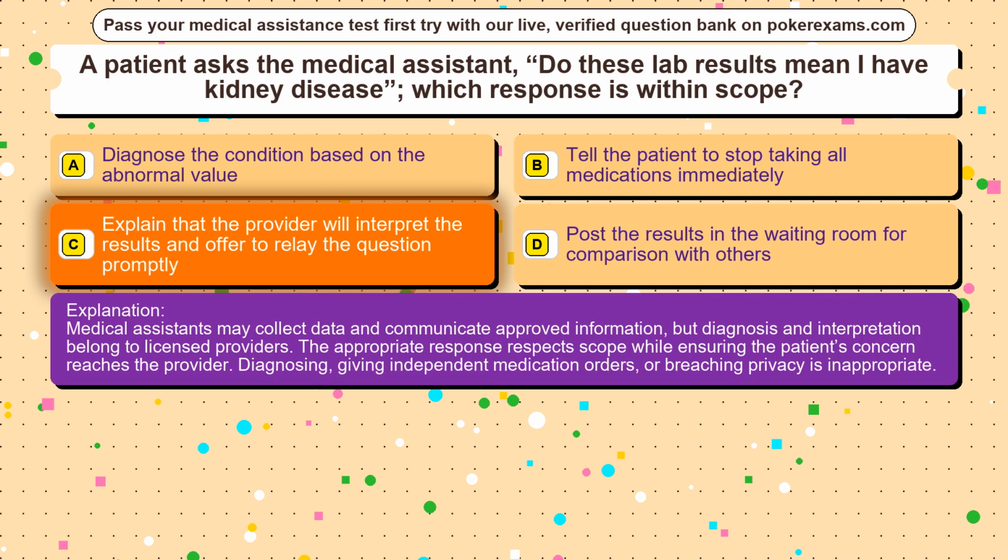Medical assistants may collect data and communicate approved information, but diagnosis and interpretation belong to licensed providers. The appropriate response respects scope while ensuring the patient's concern reaches the provider. Diagnosing, giving independent medication orders, or breaching privacy is inappropriate. Question 41.